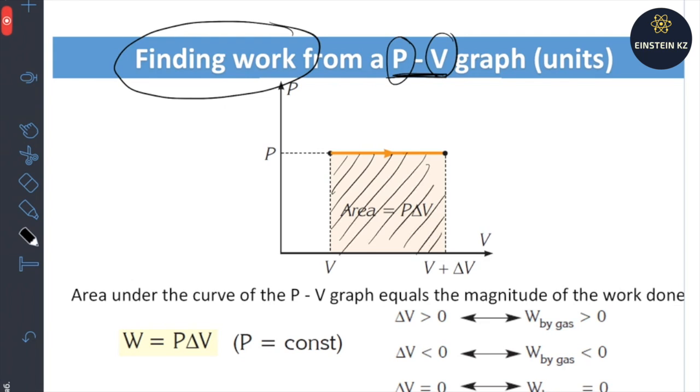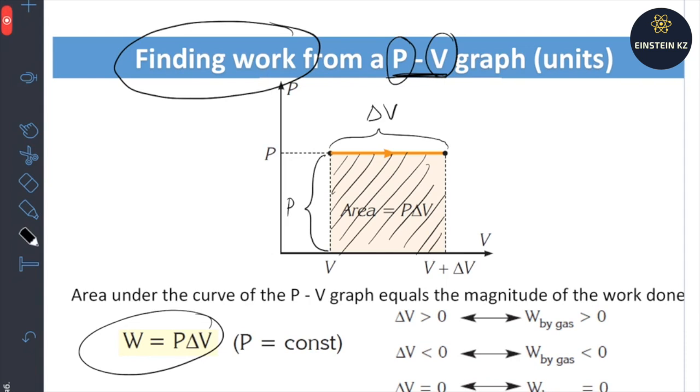Okay, so in order to calculate the area of this rectangle, I think you know that you have to just multiply the length of the sides. So here the length of this side will be equal to P, and the length of this side will be equal to what? Delta V. So this brings us to the formula. W is equal to P delta V.